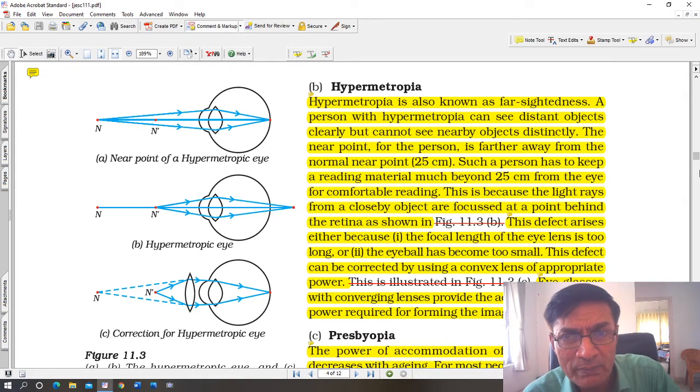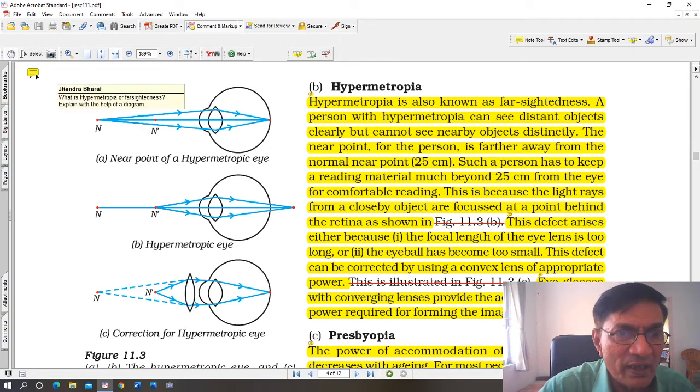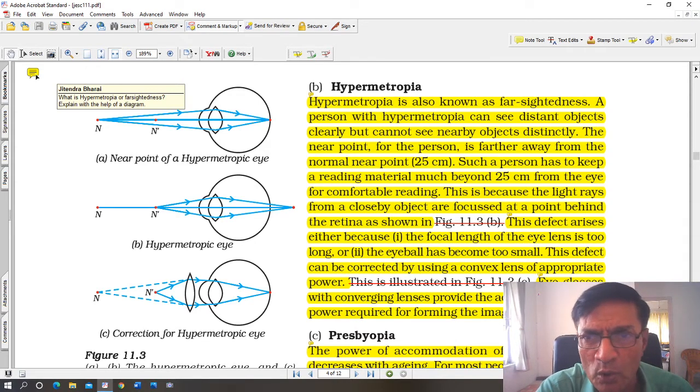So how can they be corrected? They can be corrected by convex and concave lenses. Here, what is hypermetropia or farsightedness? Explain with the help of a diagram how it can be corrected. Remember, you have to draw these figures. It must be drawn. Suppose it is asked only for 1 mark, you don't need to draw the figures, it could become too lengthy. But if the question is of 3 marks or 4 marks, then you must draw the figures also.